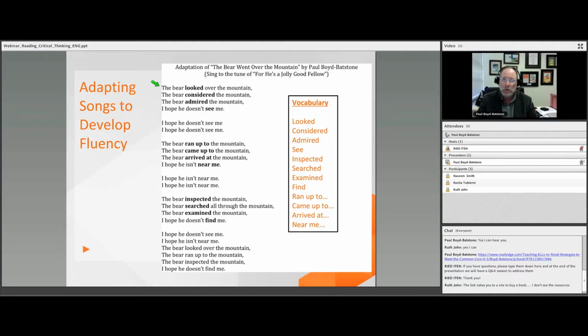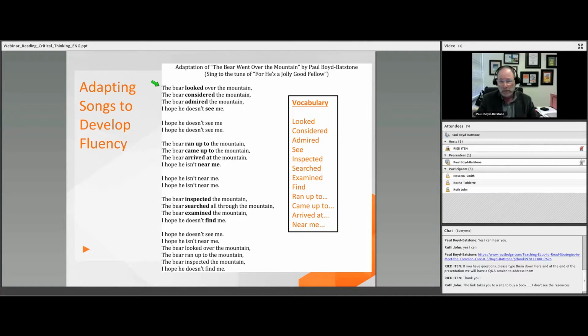greater variety of vocabulary. And it goes like this, and if you allow me to sing to you, the bear looked over the mountain, the bear considered the mountain, the bear admired the mountain, I hope he doesn't see me. I hope he doesn't see me. I hope he doesn't see me.